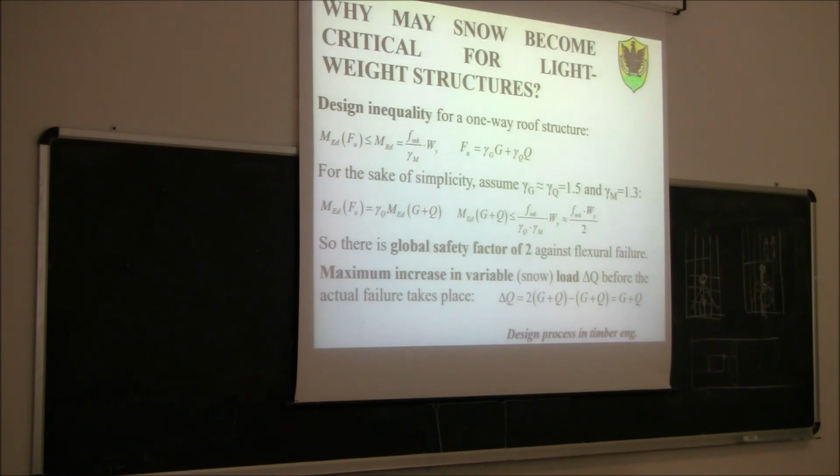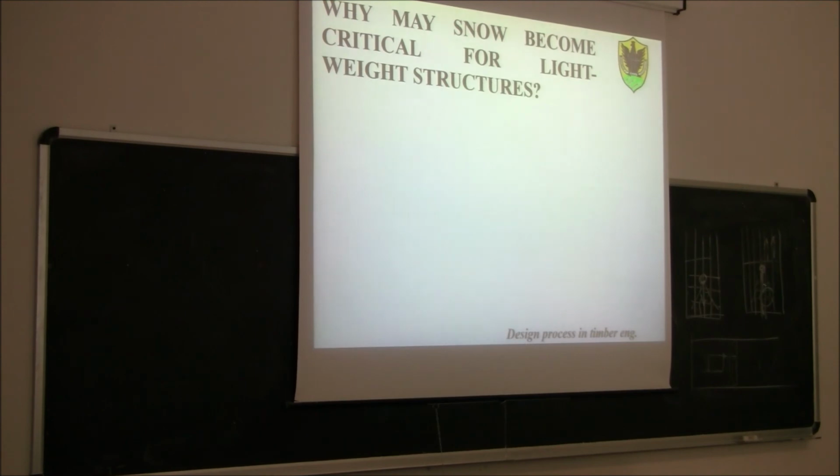Okay? This value is 2 times G plus Q minus G plus Q, which is G plus Q. So I can increase the snow by G plus Q in order to get to the actual failure of the structure. Okay?